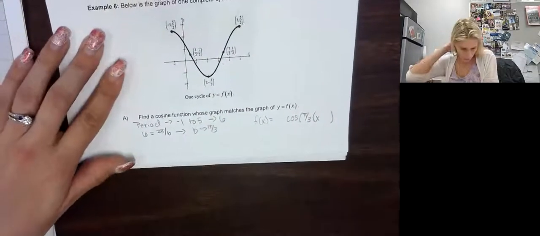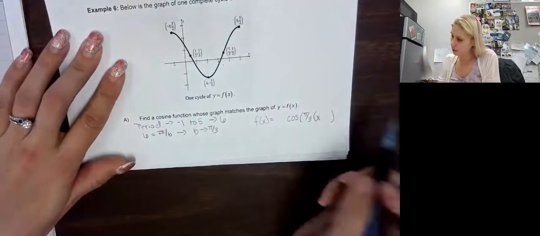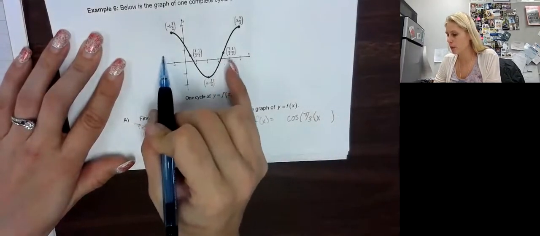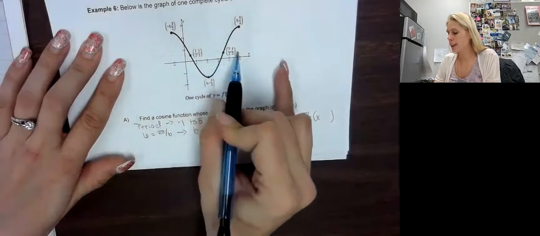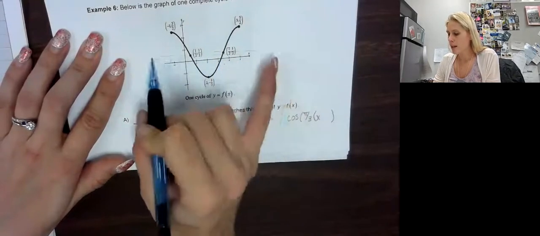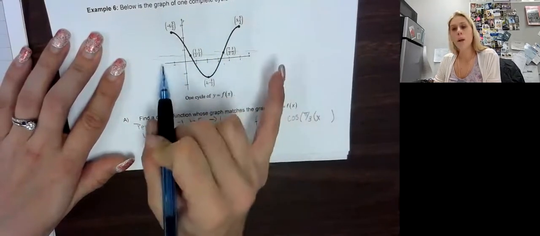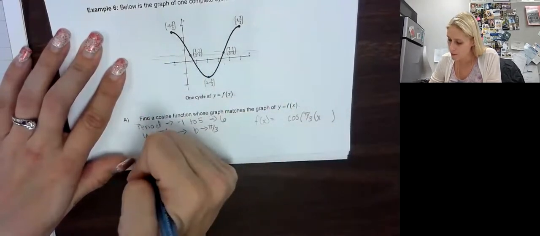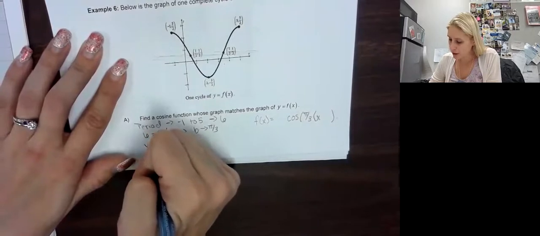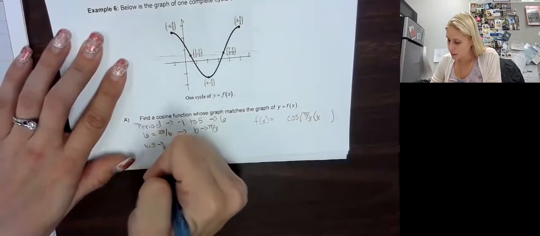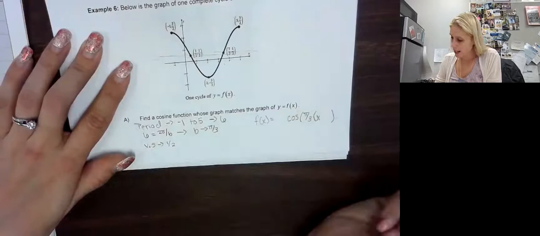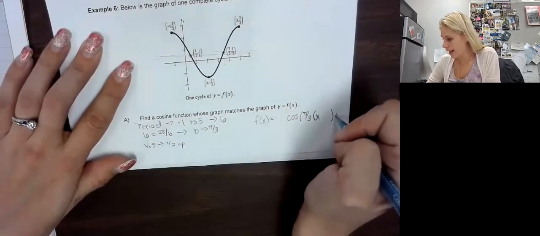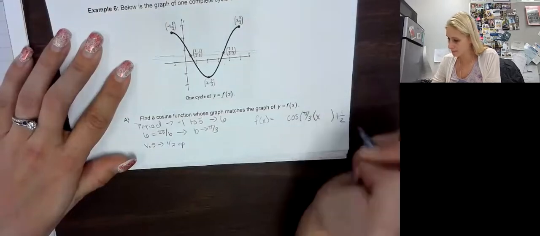Now let's see what we can do next. Let's talk about the vertical shift. The vertical shift is talking about how much it went up or down. And we really can look at this by looking at the midline. If you look at the midline, it would have been at 0 for a parent function, but now it's at 1/2. So that vertical shift there is 1/2. And it went up. So what does up 1/2 mean? It means we add 1/2 at the end.